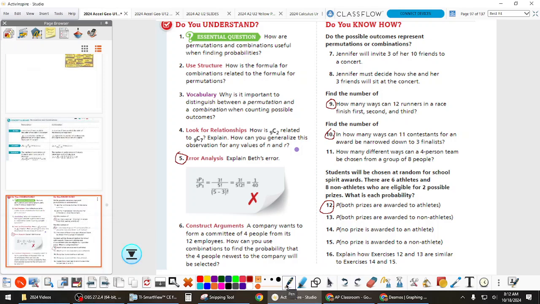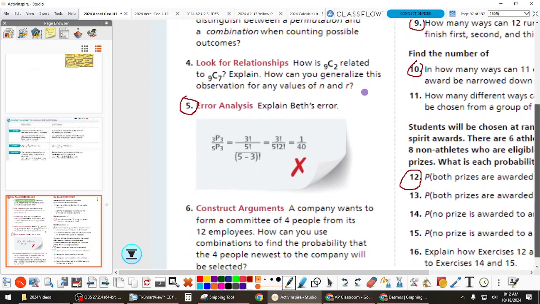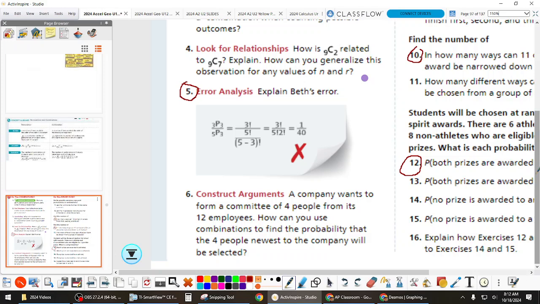So let's look at Beth's error. This is a little small. So 3P3, what does the P stand for? Permutation or permute, yeah. So order matters. And then 5 choose 3 or 5 permute 3. Okay, so she did 3 factorial over 5 factorial over 5 minus 3 factorial. Basically, this is applying the formula.